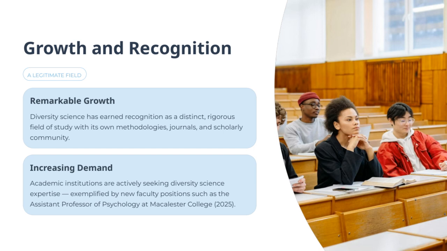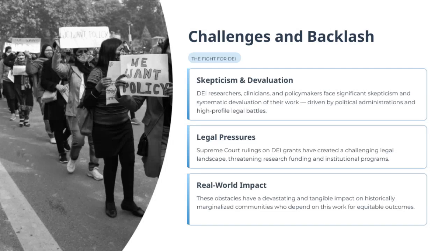It has its own methodologies, its own journals, and a growing scholarly community. This kind of growth signals that diversity science is becoming a legitimate and established field. It's gaining the same respect and recognition as other scientific disciplines. Overall, this growth and recognition reflect how vital diversity science is becoming in academia and research. It underscores the increasing demand for experts who can contribute to this important area, aligning with our broader theme of the field's expanding influence.